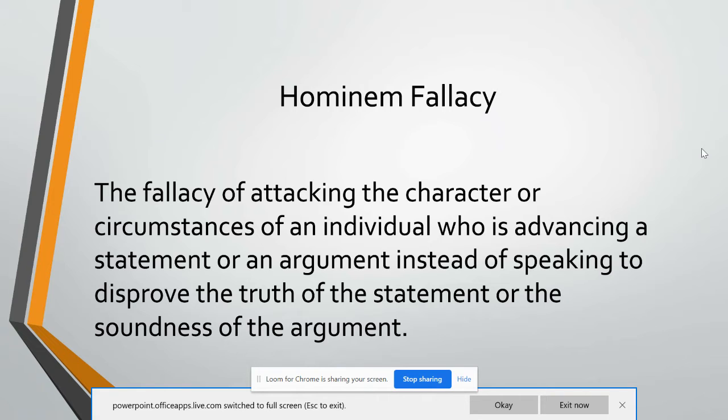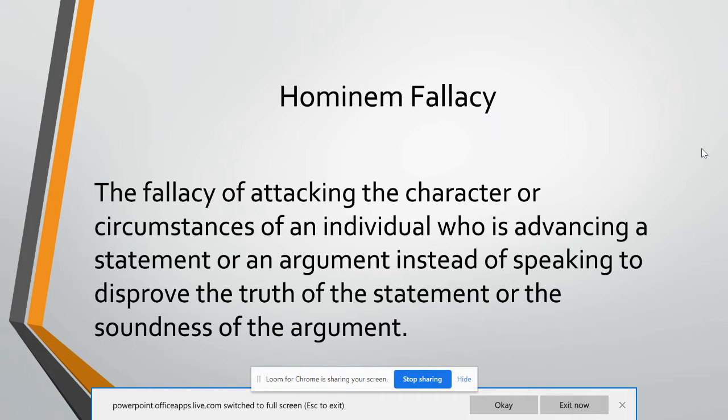The first one is called ad hominem fallacy. And this is where an individual attacks the character of the opposing person or the circumstances of an individual who is advancing a statement or an argument, instead of speaking to disprove the truth of the statement or the soundness of the argument.